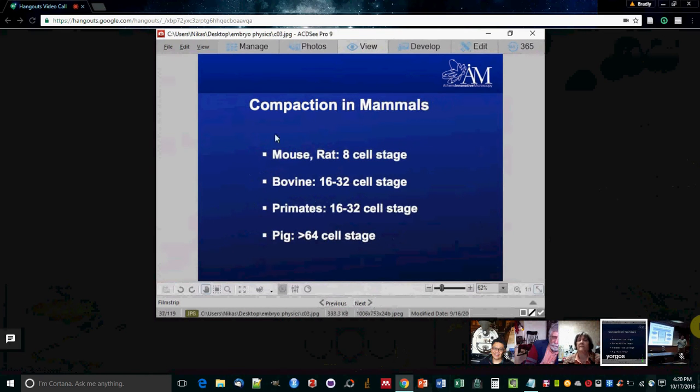We did a study to see what the timing of compaction is in the human embryo, because there was not much data about it. It seems to vary between species. As you see here, the bovine is later, and the pig is even later.